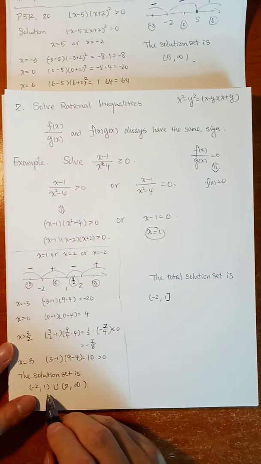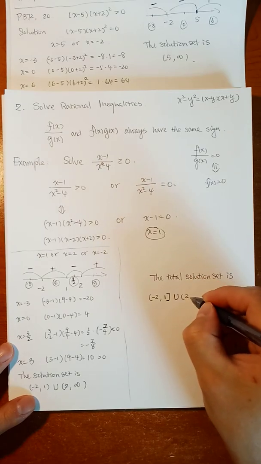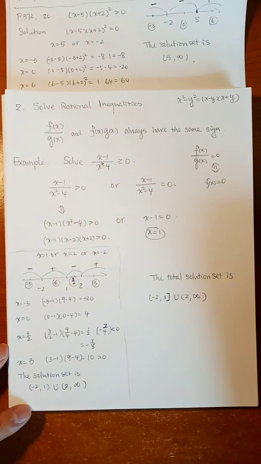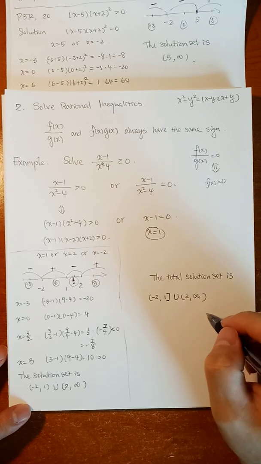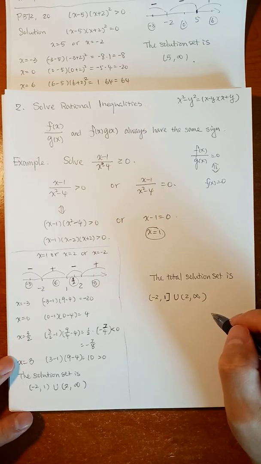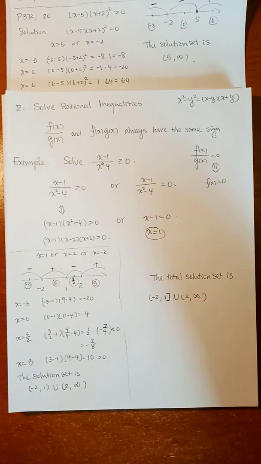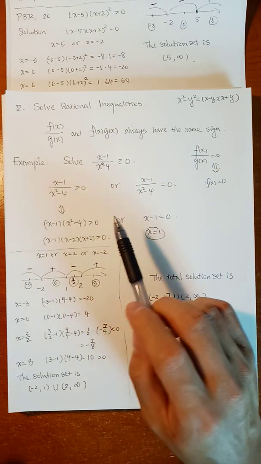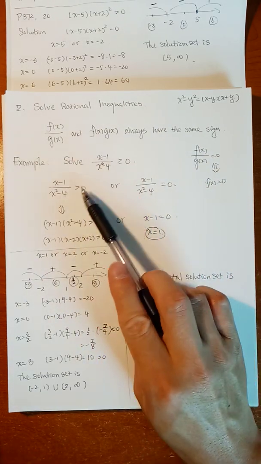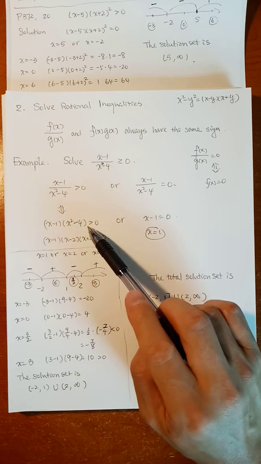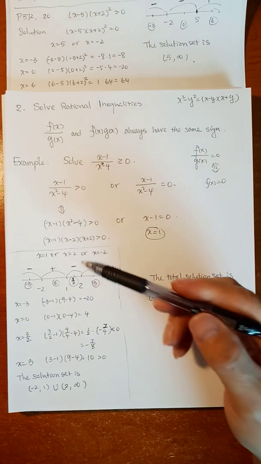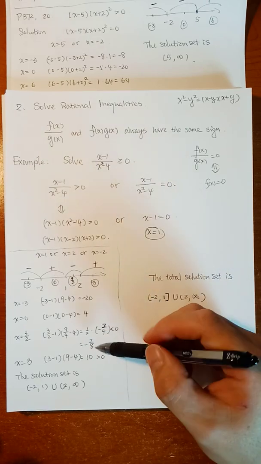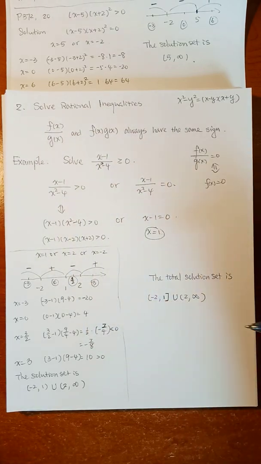This is the difference. Union from 2 to positive infinity. Other part not change. So this is the total answer. It's the total answer. All right? It's a little bit complex. You have to transform a rational inequality to a polynomial inequality. But actually, we do similar steps.